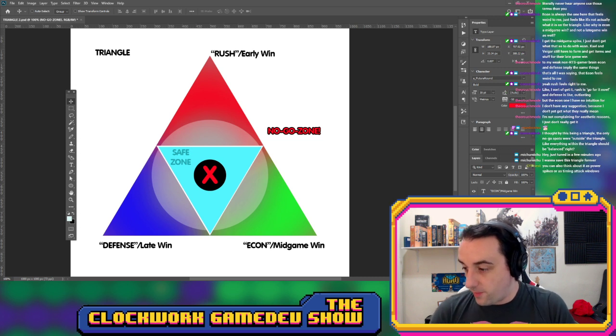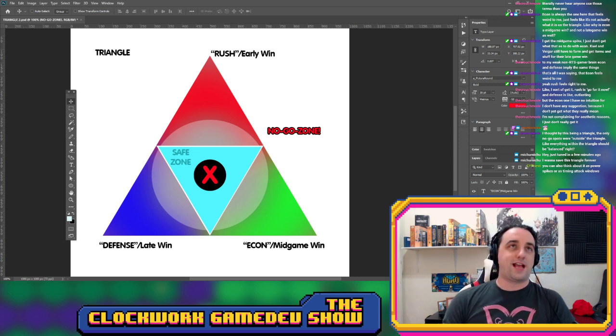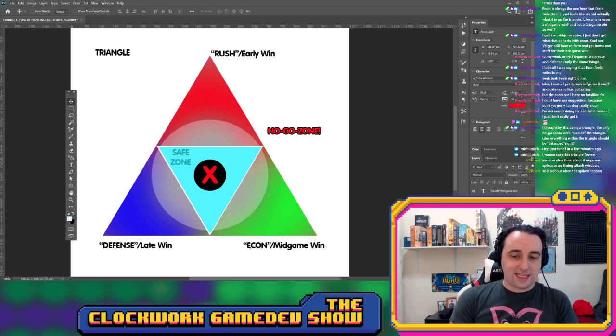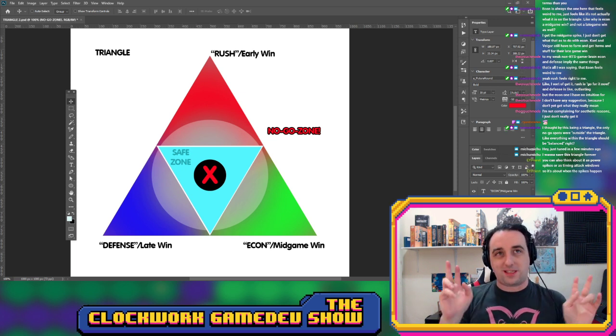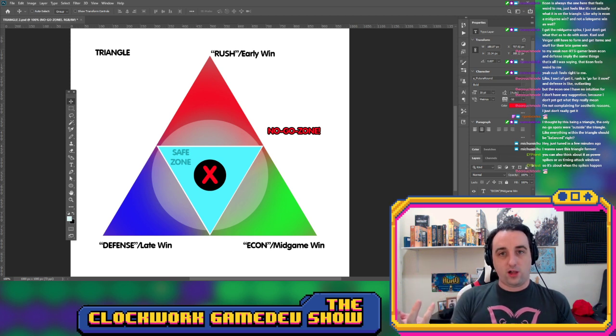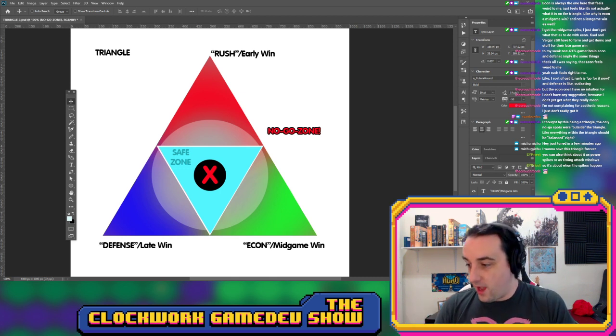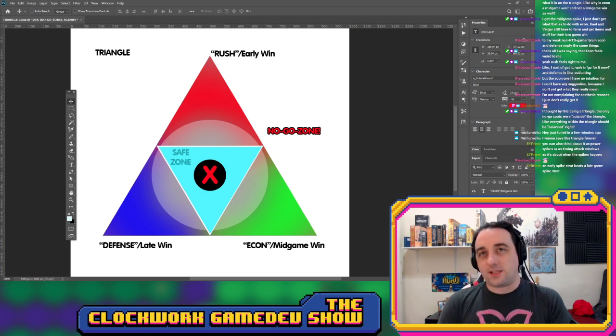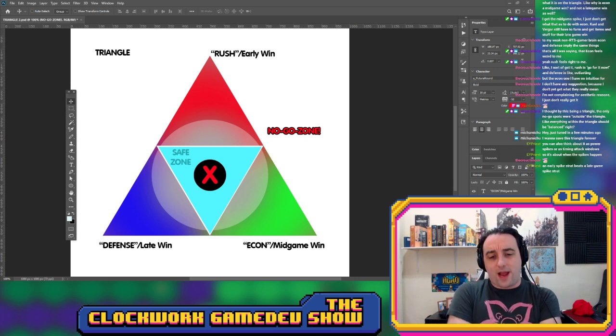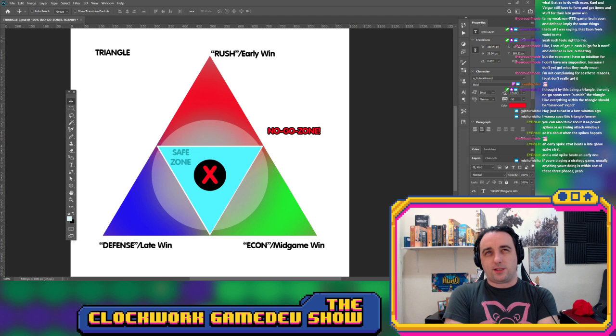Let's see. No More Bird says, I thought by this being a triangle, the only no-go spots were outside the triangle. Well, outside the triangle actually doesn't really exist. Anything outside the triangle would be something that's not strategically valid at all, like flipping the table in chess. Everything within the triangle should be balanced, right? Yeah, so this doesn't directly interact with balance. It might suggest certain things about your balance, but it wouldn't directly indicate yes, this is balanced, or no, this is not balanced.